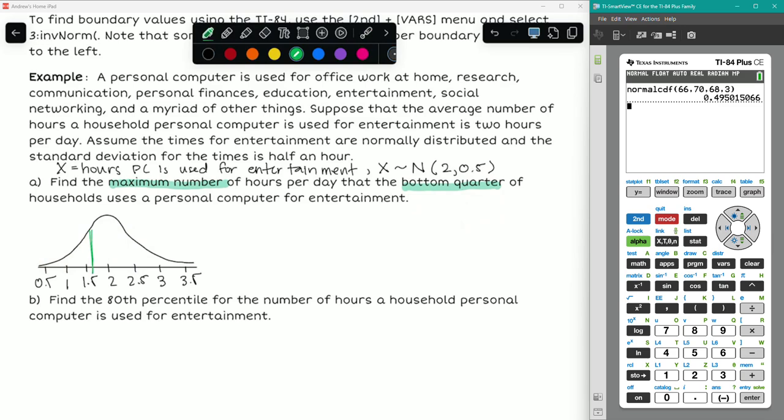And it said bottom quarter, so that's why I'm putting the 25% here in the lower half on the left side. And bottom quarter is 25%, or 0.25. I'm looking for the x value that forms that boundary. What is the maximum number of hours that forms the boundary between the bottom quarter and the upper 3/4?